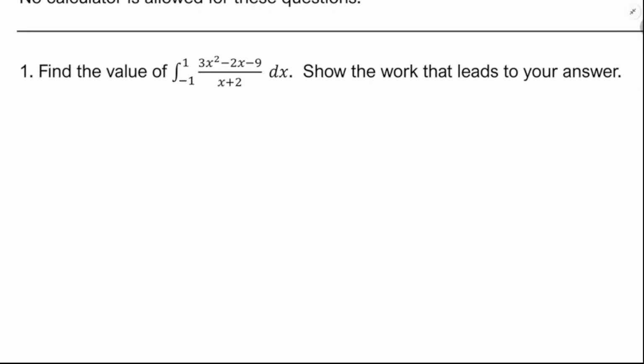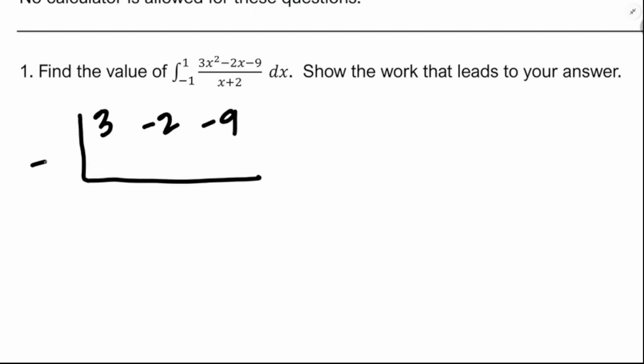And since I see a quadratic on top and linear on bottom, this is a bigger on top fraction, I need to use long division. Okay, but in this class, we can almost always use synthetic division, so that's what I'm going to set up for. 3x to the 2, negative 2x to the 1, negative 9. We're going to divide by x plus 2, so we're going to put a negative 2 out there, drop this down, multiply, add.